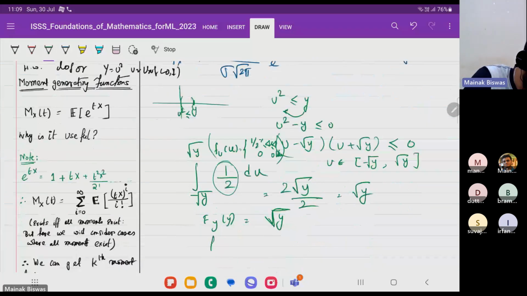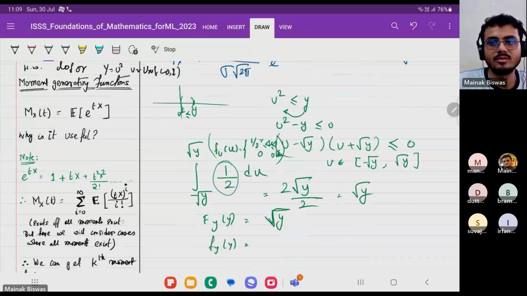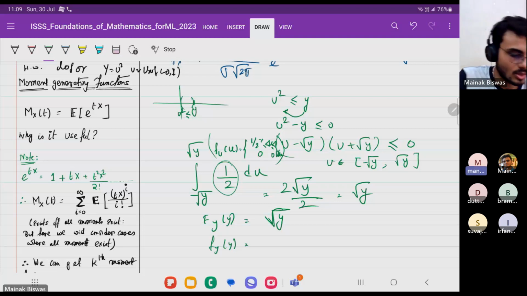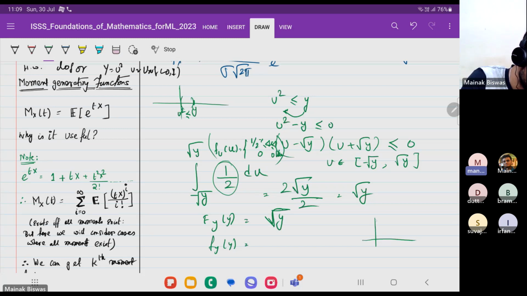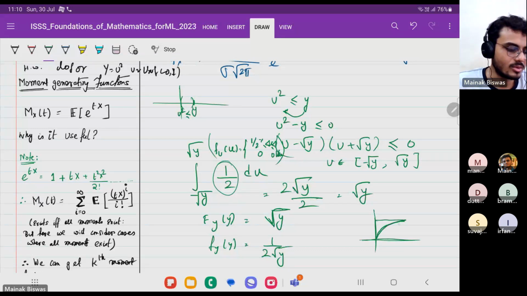So what will be the CDF F of y? Now you can find this. What will I do to find the PDF from the CDF? We have to differentiate with respect to y. Correct. So 1 by 2 root y, right? This will be your PDF. So your CDF will be like this, right? This is your CDF function. F y of y, at 0 it's 0, at 1 it is 1. It will be a parabola.